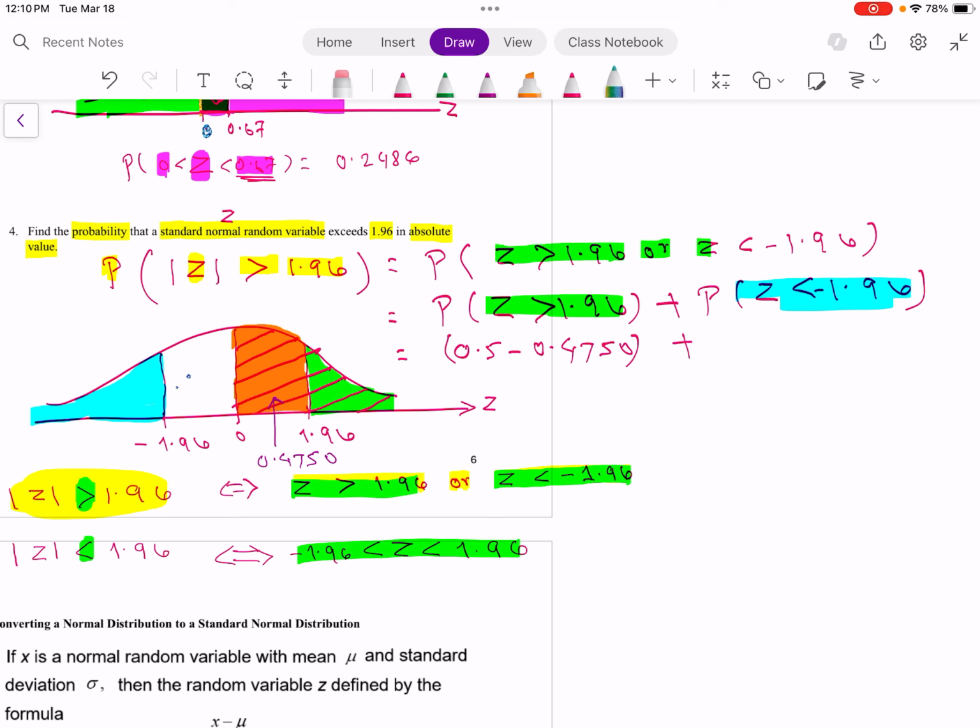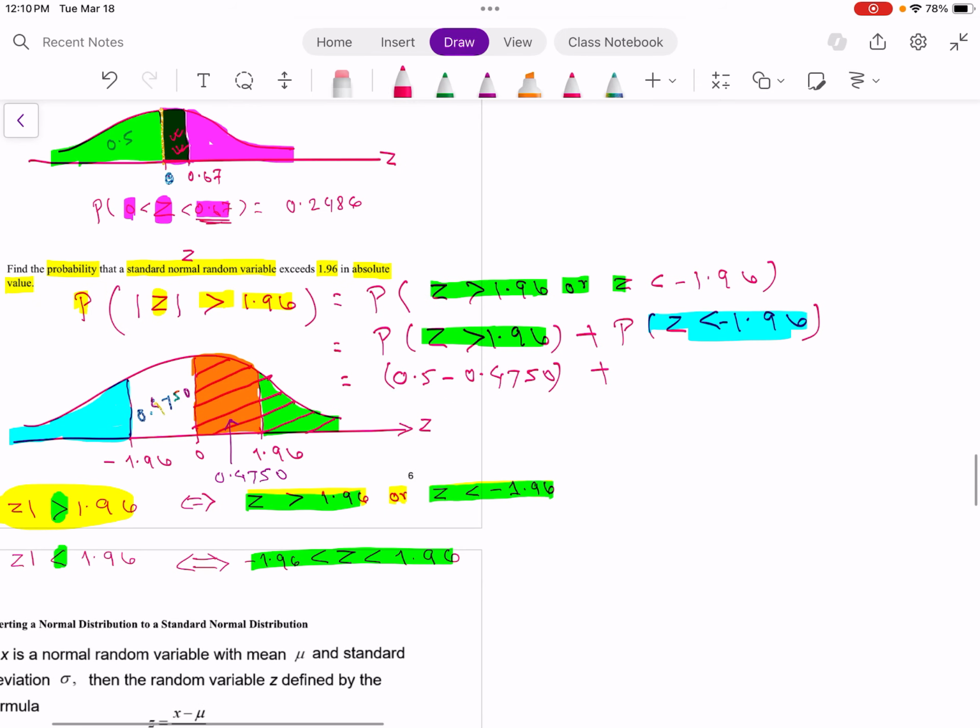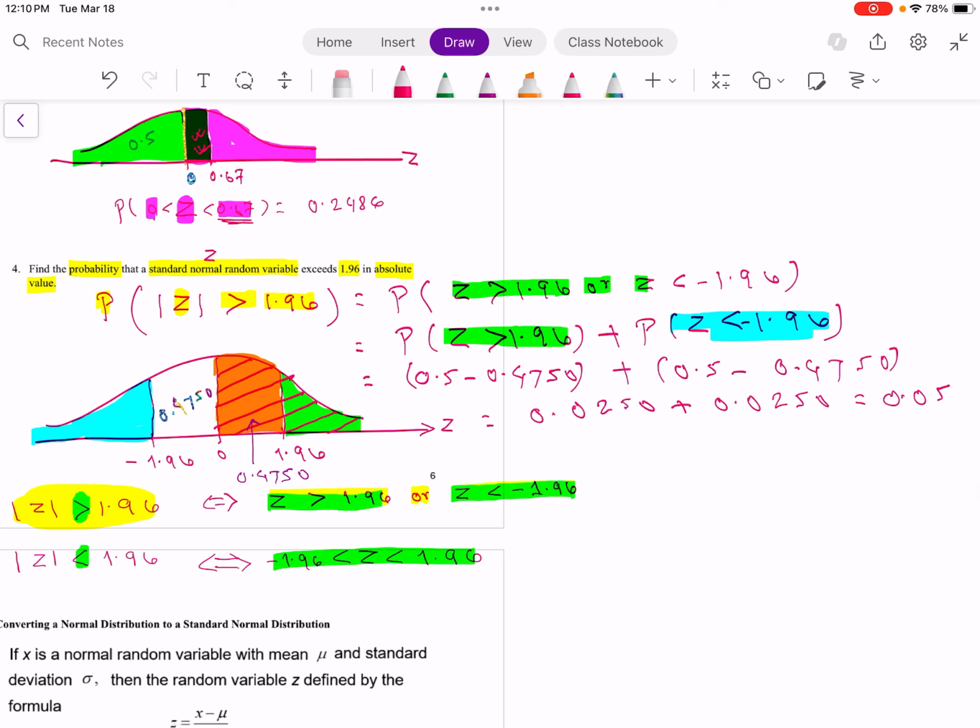So the area is 0.4750. So the area of the blue region would be 0.5 minus 0.4750. Okay, and this is 0.0250 plus 0.0250, and we have 0.05. So this is the probability that the absolute value of G exceeds 1.96. Does anyone have any question here?